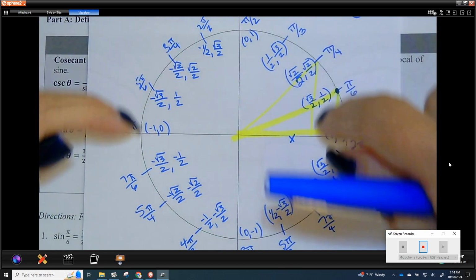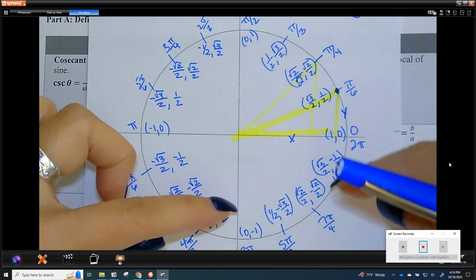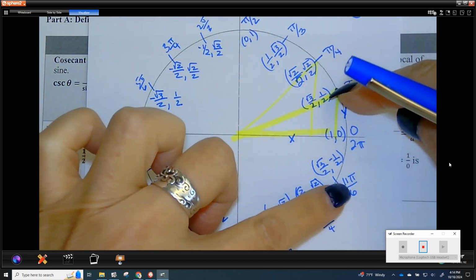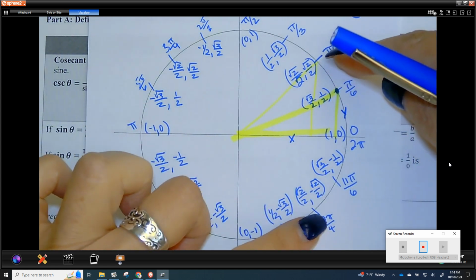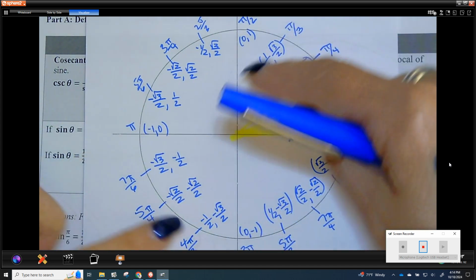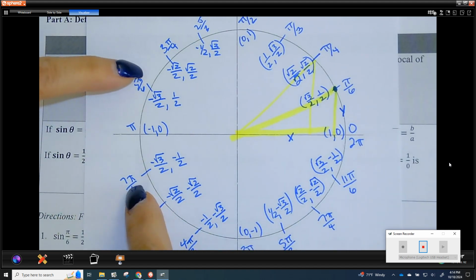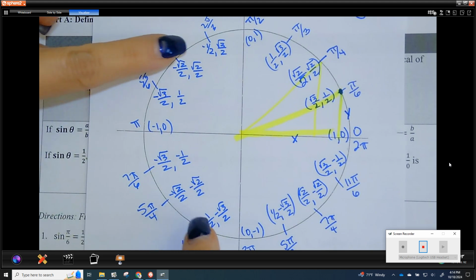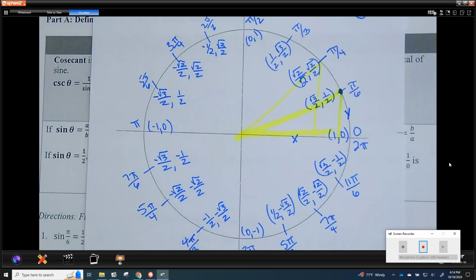Then when you go down, this is a reflection. So this is the same distance as this, but this y is negative. Again, y is negative. These are the same, y is negative. The other way, x and y are negative down here. X and y negative, x and y negative. You need to memorize the circle.